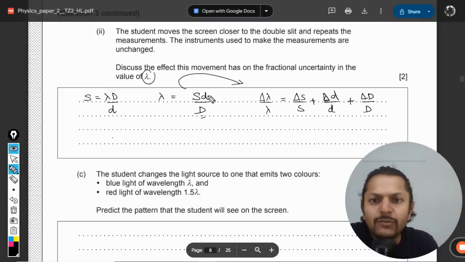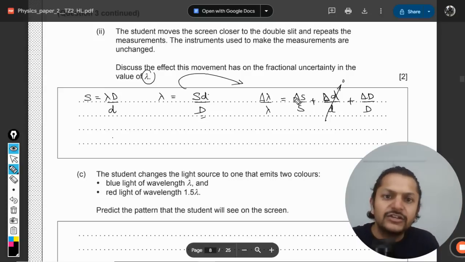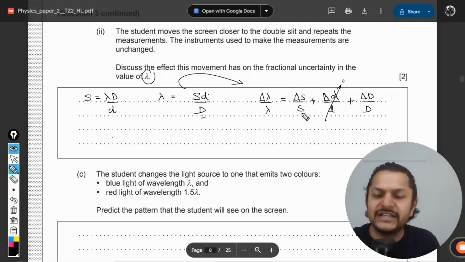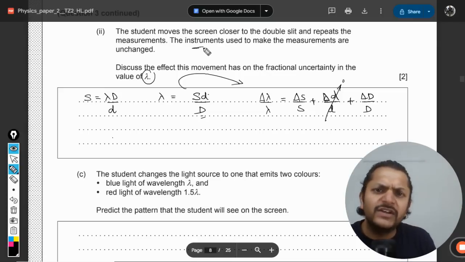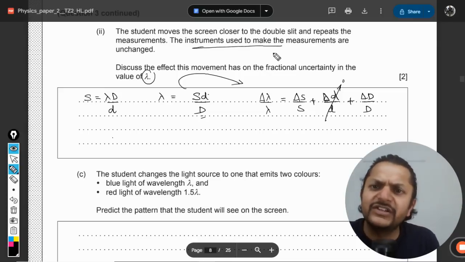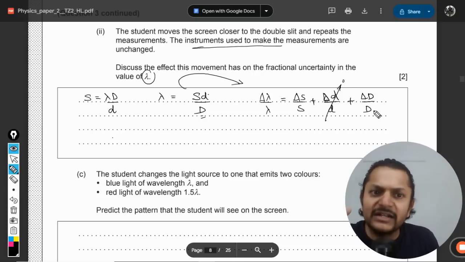Now clearly small d is not changing, so delta d is 0, so this part clearly becomes 0. So we are not dependent on that. So delta lambda by lambda is dependent on this, provided that we are not making any mistake, because they're saying that we are using the same instrument for measuring the fringe length. So let us say this is not changing anything, it is directly proportional to delta lambda.